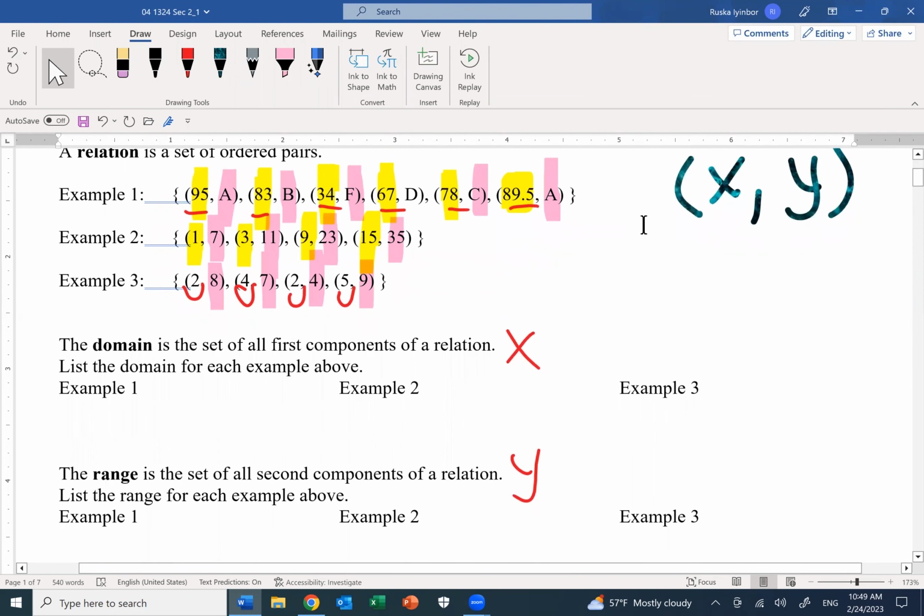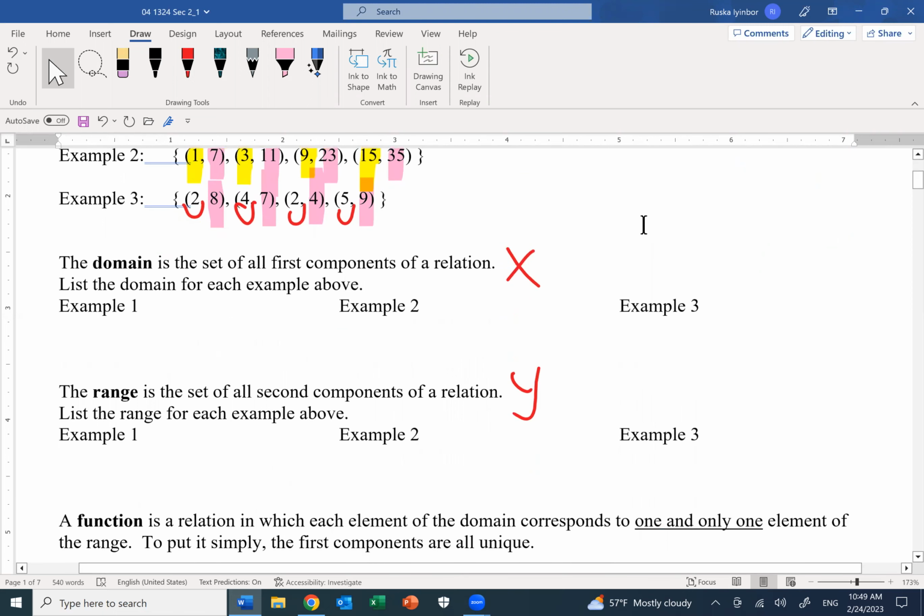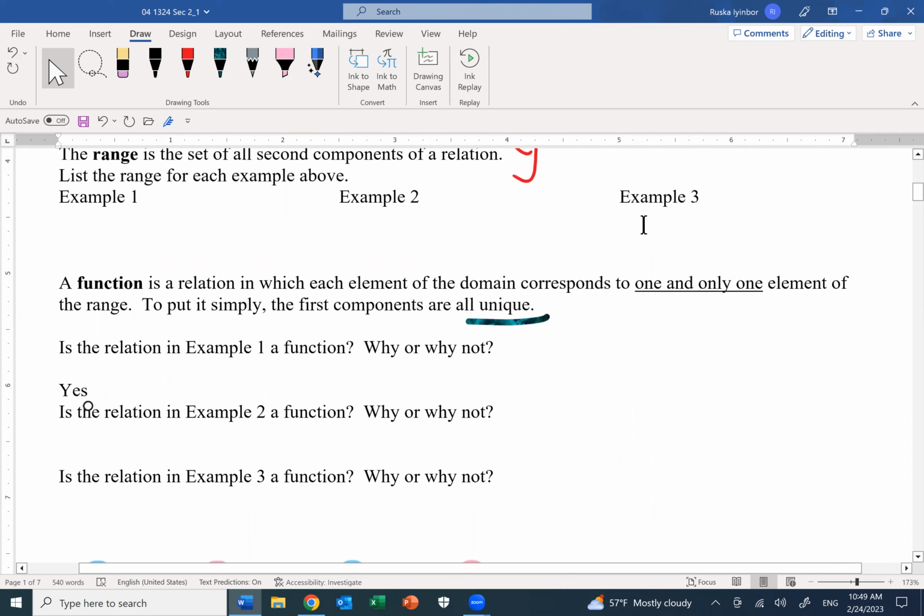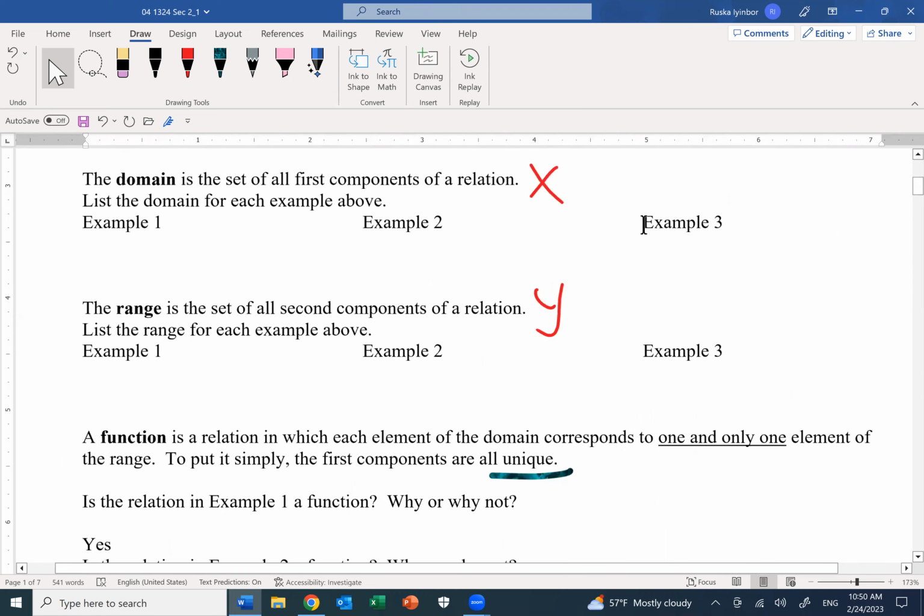Okay, let's look at example 2. In example 2, we have the elements of the domain 1, 3, 9, and 15. All these numbers are different. So that means example 2 is also a function, because the X's are different.